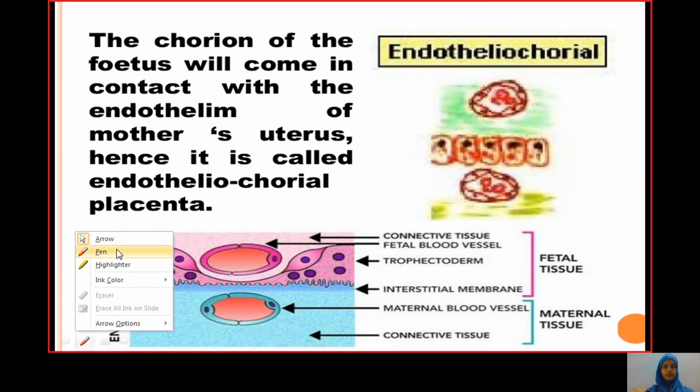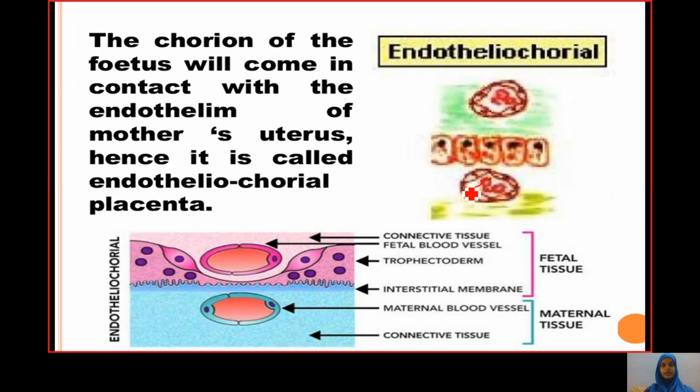Endotheliochorial placenta. See, direct blood, endothelium of the uterus. Blood is in contact with the chorionic membrane. Here 1, 2, 3 layers from the fetus, only one layer from the mother is involved. So totally 4 layers. Sometimes blood may directly bathe these endotheliochorial layers.